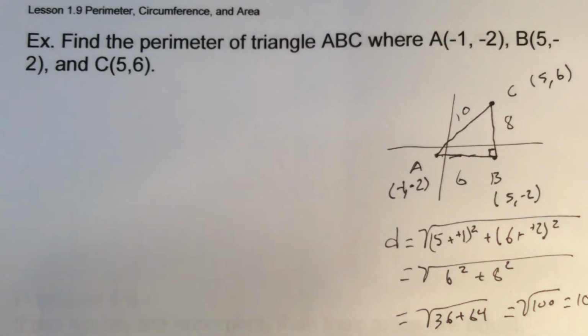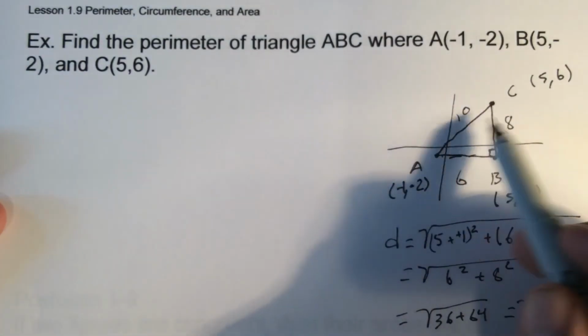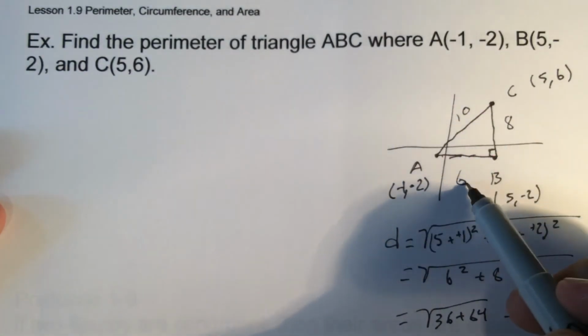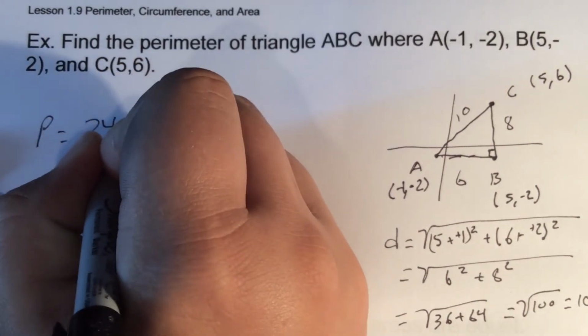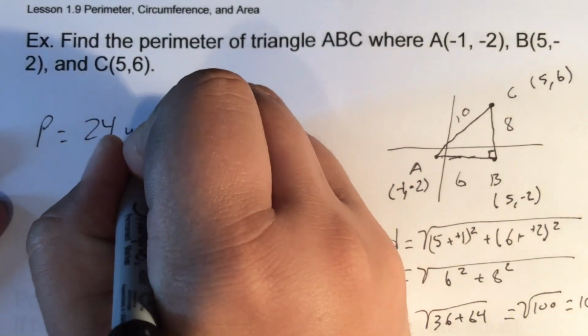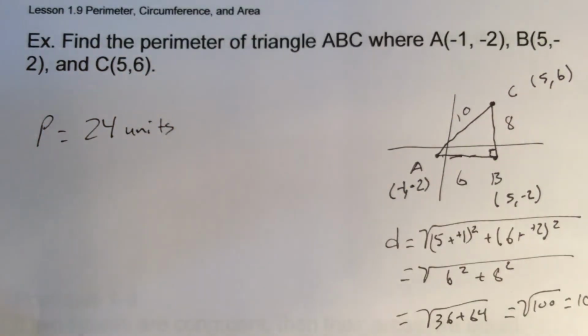So as far as perimeter of a triangle, there really is no special formula. You just got to add the lengths of the sides. So 10 plus 8 is 18, plus another 6. Our perimeter would equal 24, and it doesn't have a label, so we put units. Whatever doesn't have a label, put units.